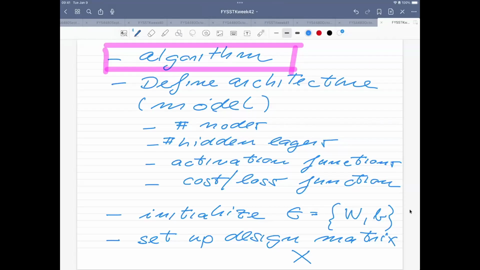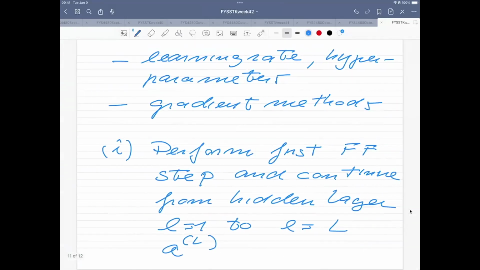So as I said, you define the architecture, and that is your model. That means you define the number of nodes, the hidden layers, the activation functions, the cost function, and you have a design matrix which reflects the input data. You fix the learning rate, the hyperparameters and the gradient methods. And then you run. Then you can change the gradient methods, the number of nodes, the number of hidden layers, and that's a new experiment.